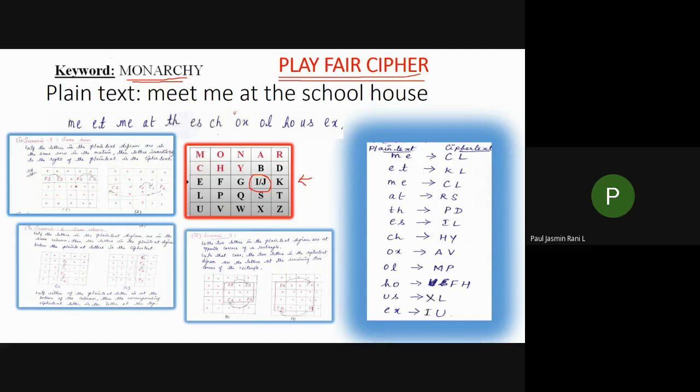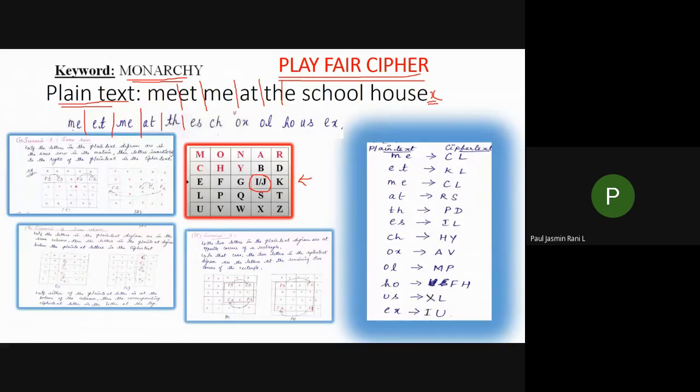Before entering into that, let's see what you have to do for your plain text. Let us consider that the plain text is meet me at the schoolhouse. What you have to do is split this into pairs, that is two letters each. While doing this, the last letter may not have a pair. If you don't have a pair, you have to fill it with X. This is how you get the plain text pairs.